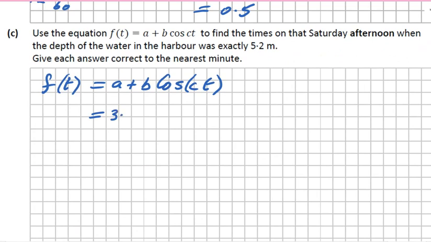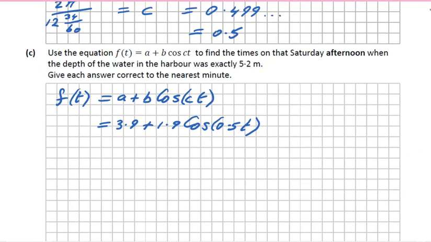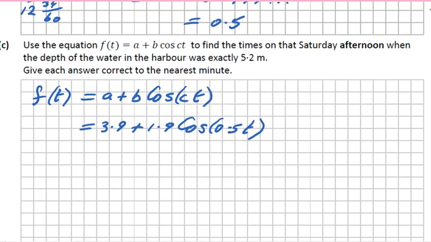So that's 3.6 plus 1.9 times the cos of 0.5. We've also worked out that in the last part, c, 0.5t, that's f(t). Now, if we read this part carefully, we're looking for the height is 5.2 at a certain time, and the height or the depth of the wave is given by f(t). So we'll work with that bit first before we address the rest of the question.